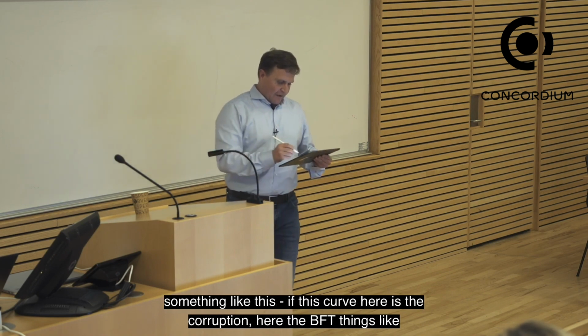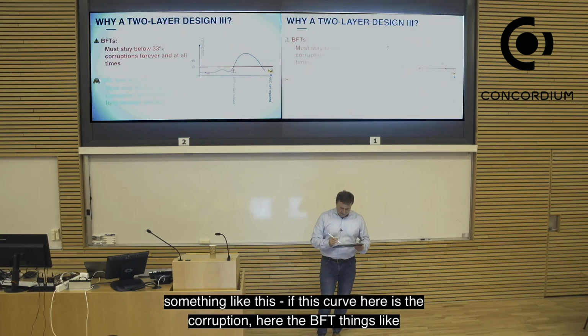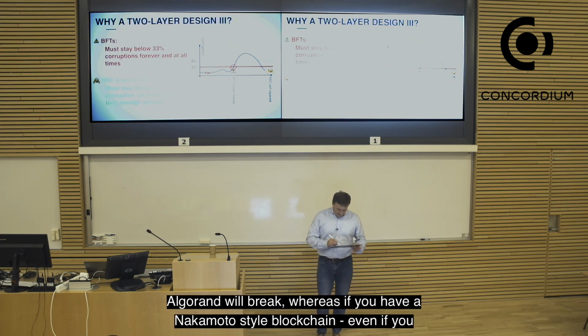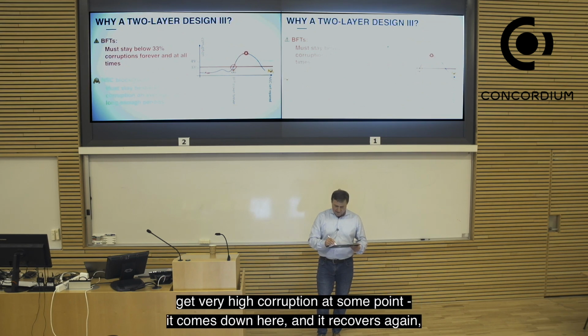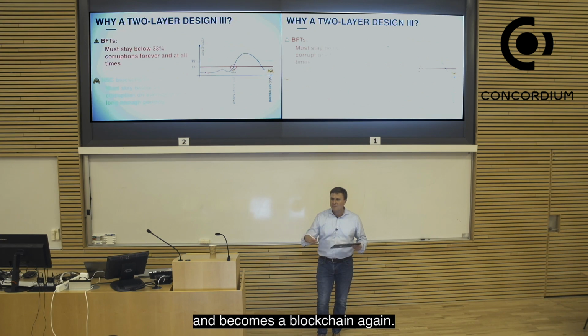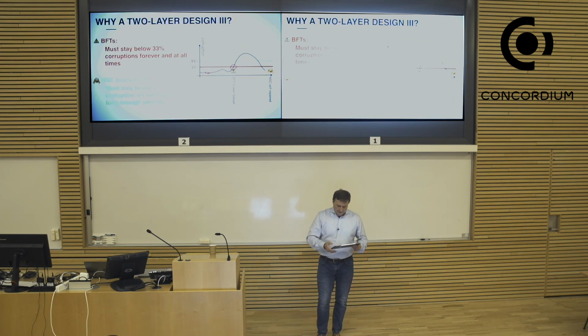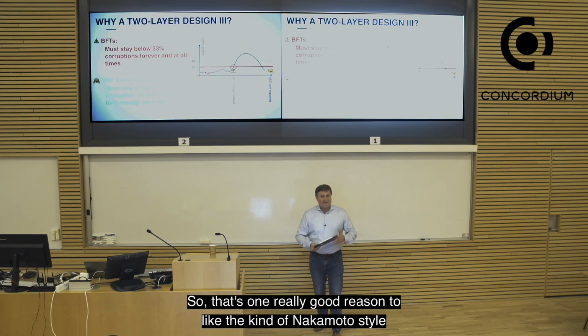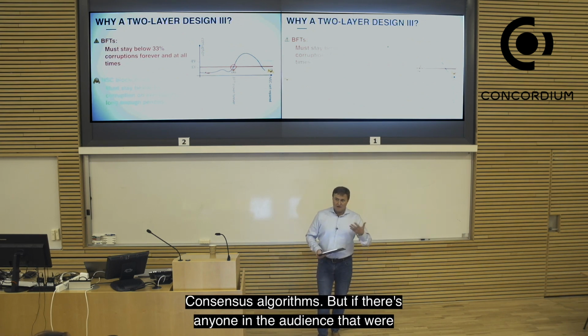So if you have something like this, if this curve here is the corruption, the BFT designs like Algorand will break. Whereas with a Nakamoto-style blockchain, even if you get very high corruption, at some point it comes down here and it recovers again and becomes a blockchain again. So that's one really good reason to like the Nakamoto-style consensus algorithms.